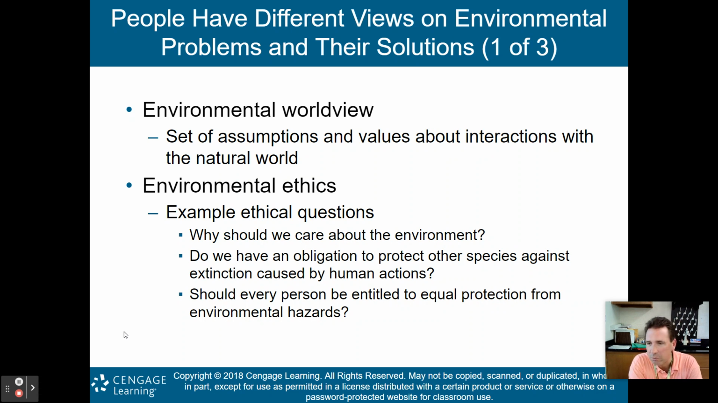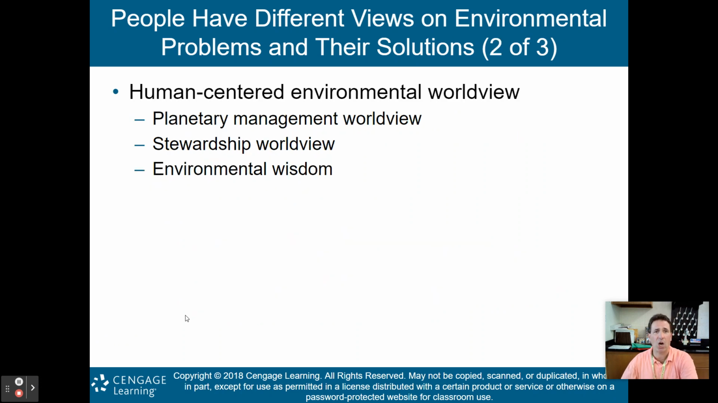So we also talked about it in class. People have different views on environmental problems and their solutions. There's something called the environmental worldview. This is the set of assumptions and values that you may have about interactions with the natural world. And again, we have environmental ethics. For example, why should we care about the environment? Do we have an obligation to protect other species against extinction? Should every person be entitled to equal protection from environmental hazards, et cetera? These are some of the ethical questions that come up in environmental science, and some of those questions we will try to tackle as we go through the course.